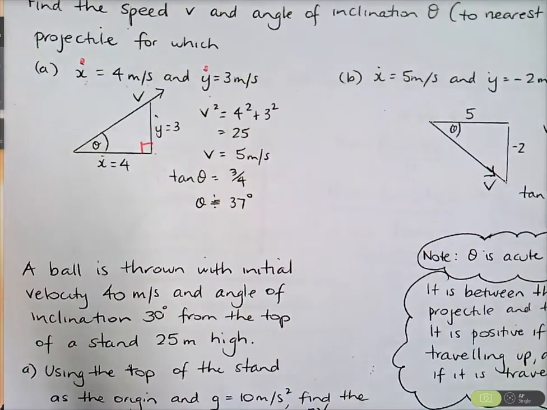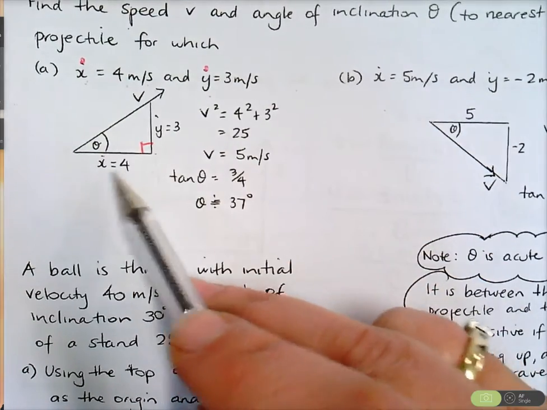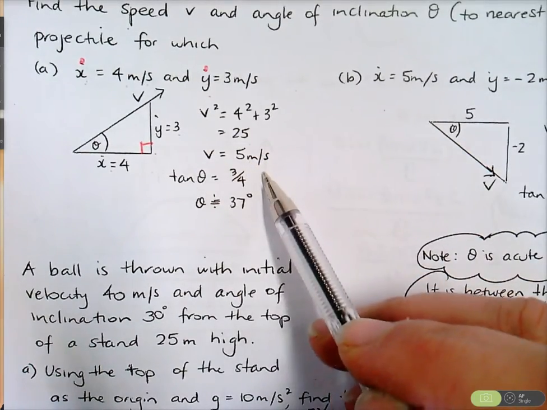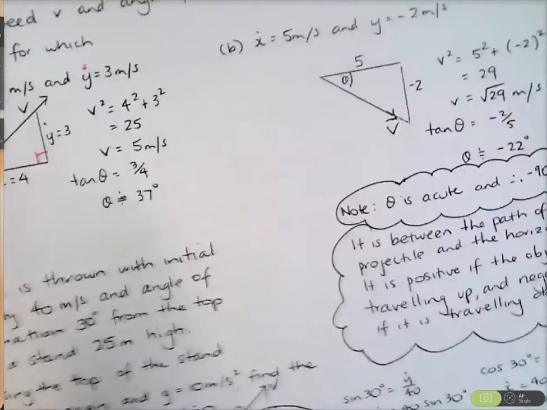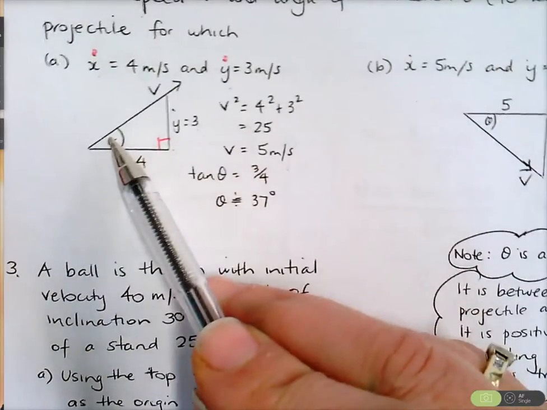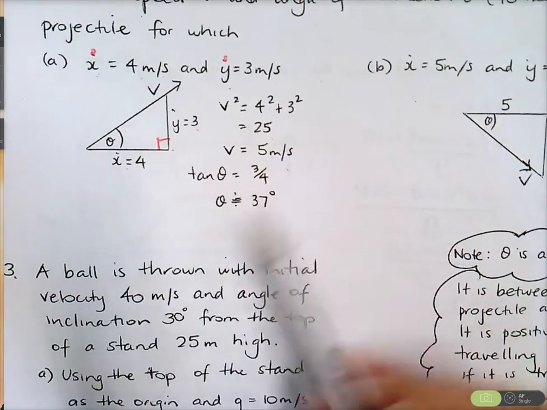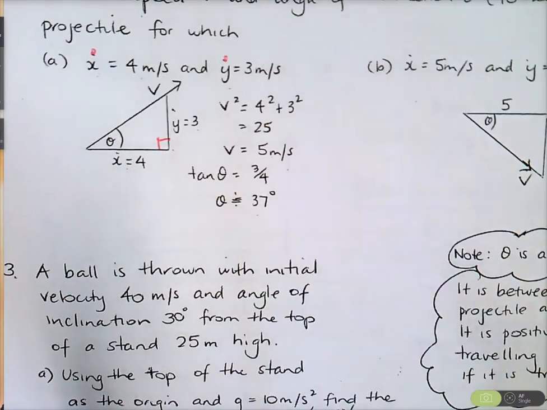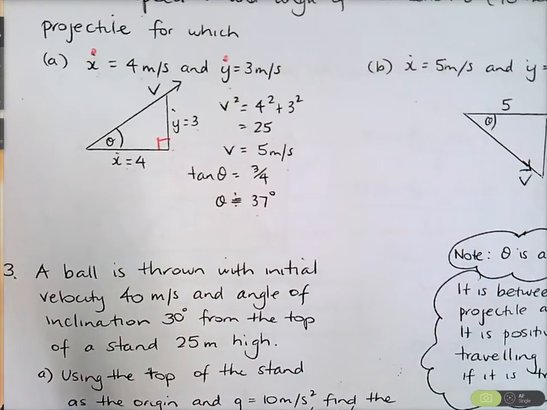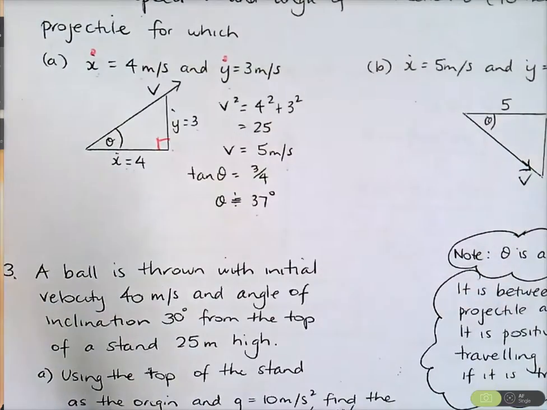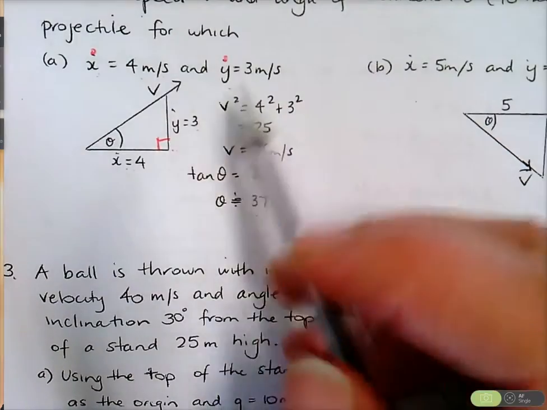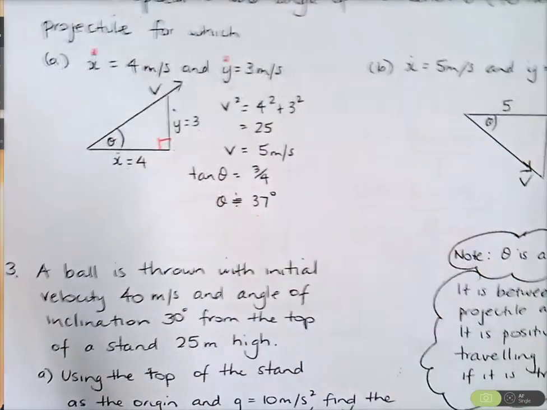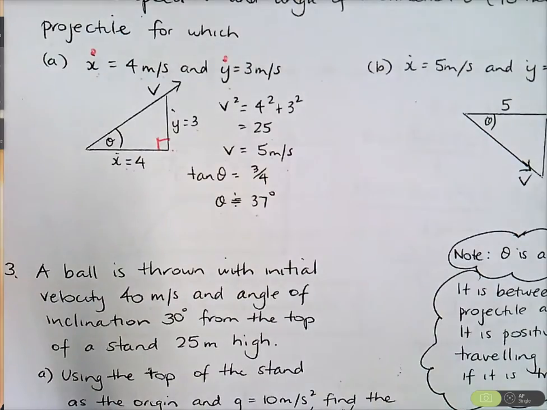3, 4, what? 5. v squared is x dot squared plus y dot squared, isn't it? So v squared will be 25, so therefore the velocity is the square root of 25, which is 5. But if you look at the angle, tan theta is 3 on 4, so that angle of inclination is tan to the minus 1 of 3/4, which is 37 degrees. So girls, if you're given a horizontal and a vertical component of velocity, you can use Pythagoras' theorem to work out the actual velocity, and you can use trigonometry in your triangle to work out the angle at which the ball was fired.